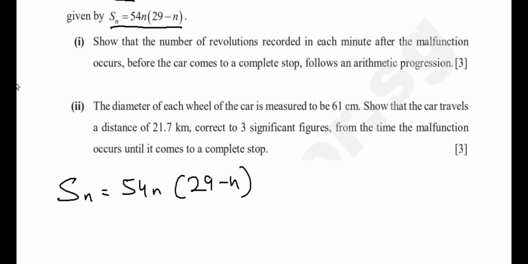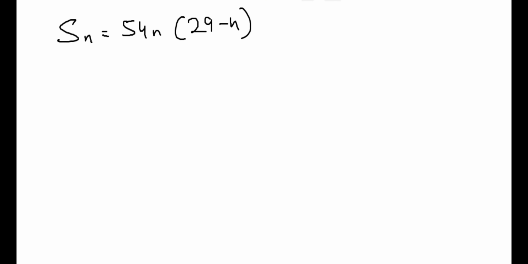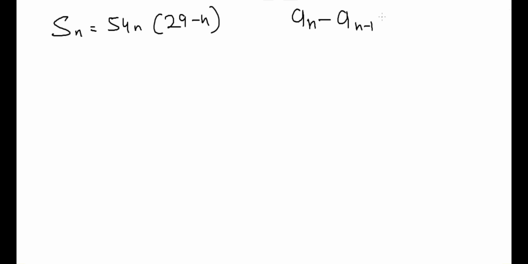So how to prove that some expression or some sequence is an arithmetic progression? There is a method: you have to show that the difference between any two terms, an or an minus 1, remains constant. Not just for any two terms, it means you have to prove that it will be constant for the differences between all the consecutive terms. So how can we prove it?